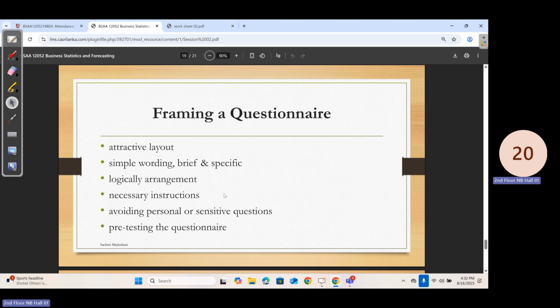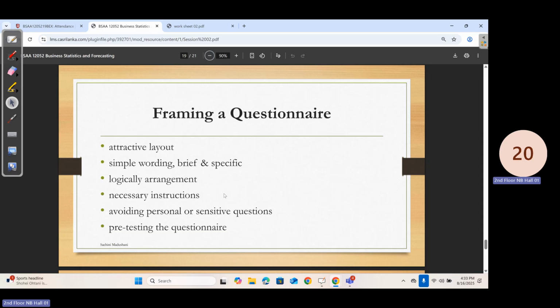First one is attractive layout. Layout is how we arrange the questions and what type of questions we include, and it should be attractive. Second one is simple wording, brief and specific. Every time we ask a question using simple words, and brief. Normally we do not write lengthy questions using hard or complex words. All the time we ask the question in a simple way.